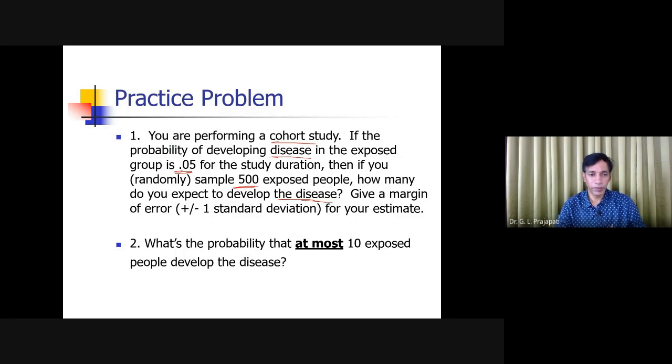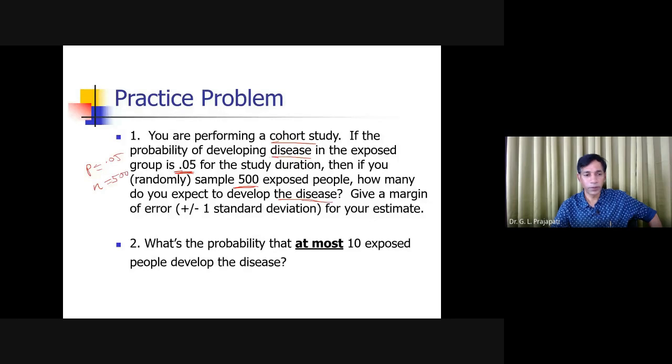So you are performing a cohort study, and the probability of developing a disease in the exposed group is 0.05. This is the probability for success. So you are selecting a person, and the probability that he is going to have the disease is 0.05. So now you have found the p value and the n value. So p is equal to 0.05 and n is equal to 500.